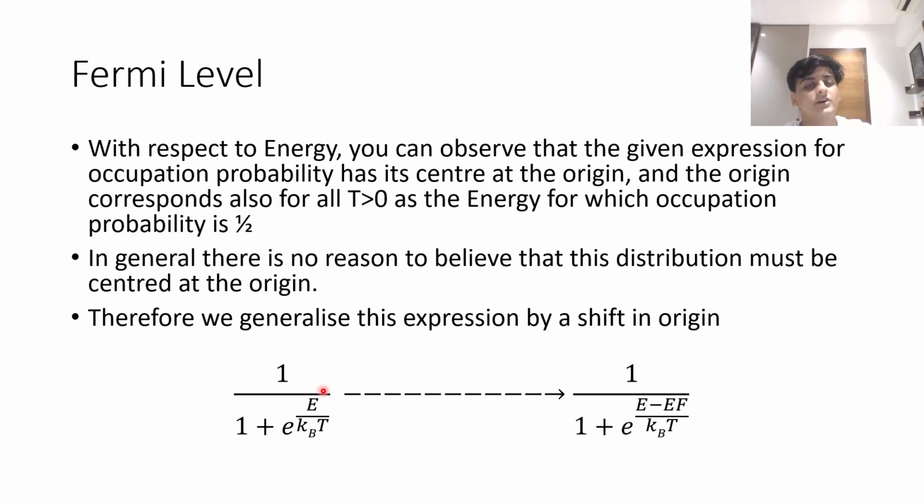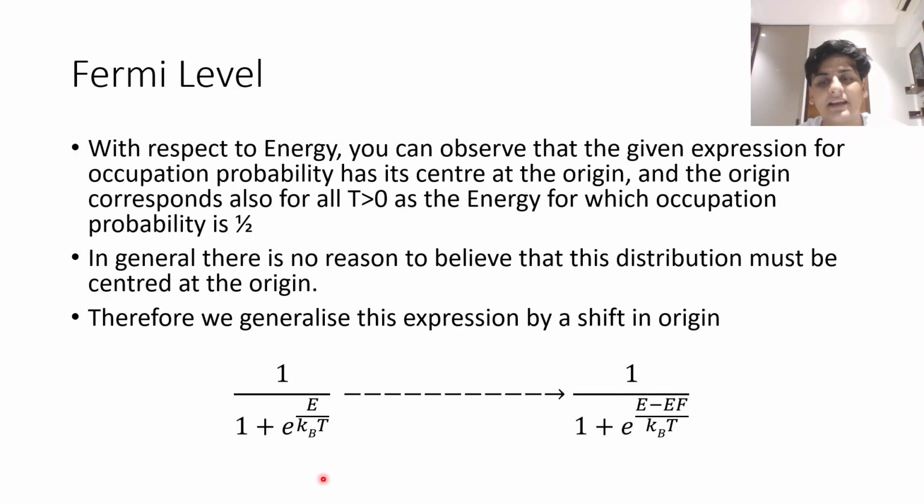That is the point at which your 1 by 1 plus e raised to 0 becomes half. So your occupation probability becomes half. What I'm trying to get at is that this expression with respect to energy is centered at the origin. And in general, absent any other information, there is no reason to believe that this distribution should be centered specifically at the origin.